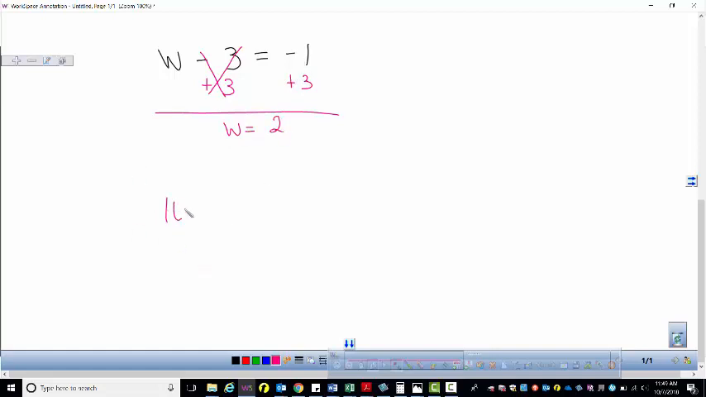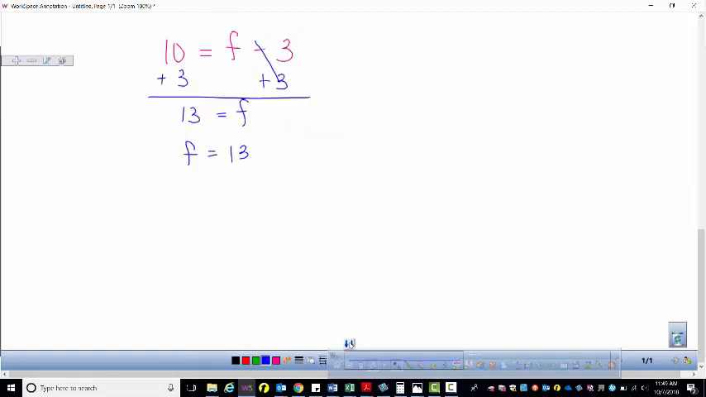You could have 10 equals f minus 3. And again, the opposite of minus 3 is plus 3. And I'm using this one because it's by the variable. And then plus 3. Cancel. f equals 13. Or you could say 13 equals f. Written either way is okay.